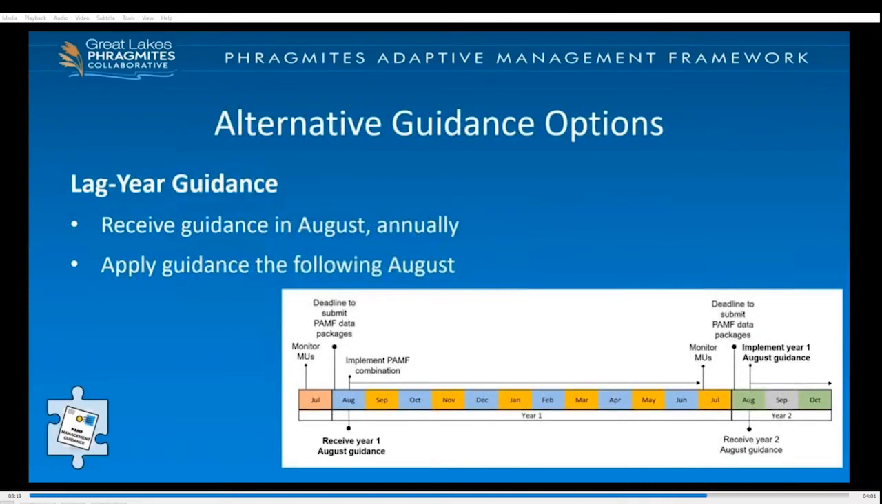After monitoring in July of year 2, you can carry out the management guidance you received in year 1. Following lag year guidance allows you a full year to plan your management actions, apply for funding, and bid for associated contracts.